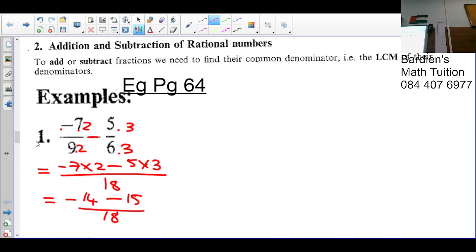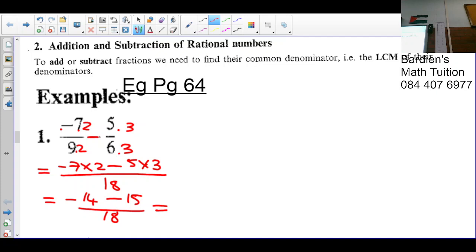Now what is negative 14 minus 15? Got your number line? Negative 29. Although I know your number line doesn't have negative 29 on it, the idea is embedded that you've got negative 14 and you're going in that direction.